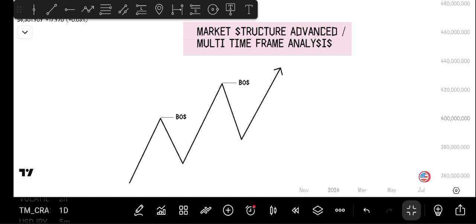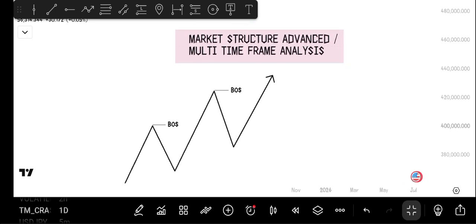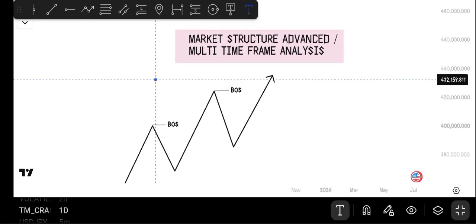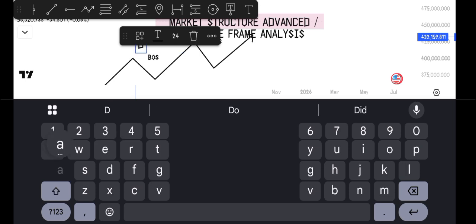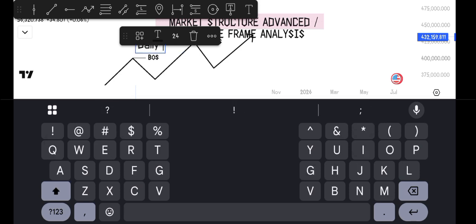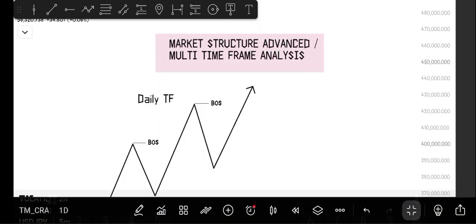So why we are here is because you want to learn how to trade market structure and also know how to do multi-time frame analysis. So in this video I will use 3 time frames to teach you exactly that. So let's say for instance this is our daily time frame, so let me just mark it up so you do not get confused. So we have our daily time frame right here.